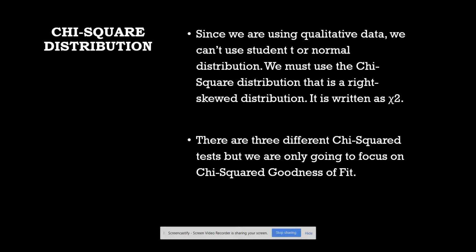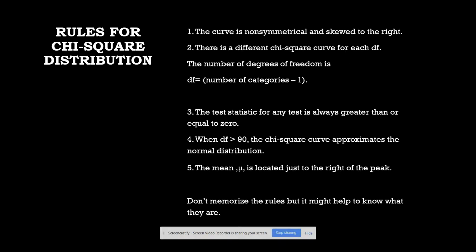So since you're using qualitative data, you can't use the student t or the normal distribution. You have to use something called the chi-squared distribution, which is a right-skewed distribution, and it's written as a chi-squared. And you see there the x looks a little bit different, and that's the actual chi. So there's 3 different chi-squared tests in our book. We're only going to focus on chi-squared goodness of fit. It's kind of the easiest to understand.